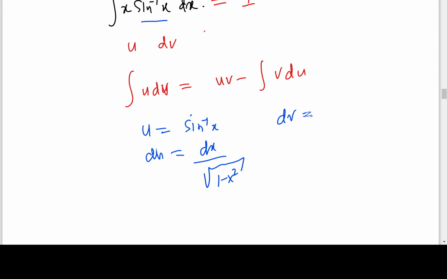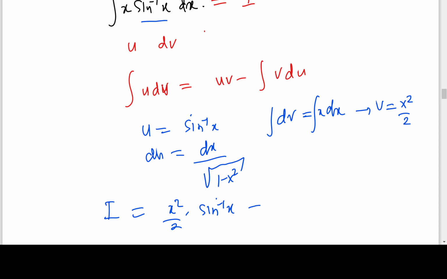And what about dv? So dv will be x dx, and we are going to integrate. v will be x square over 2. Now our integral of u dv will be uv minus the integral of v du. Our integral is I, so I will be equal to x square over 2 times sine inverse of x, minus the integral of v du, which is x square over 2 square root of 1 minus x square dx.